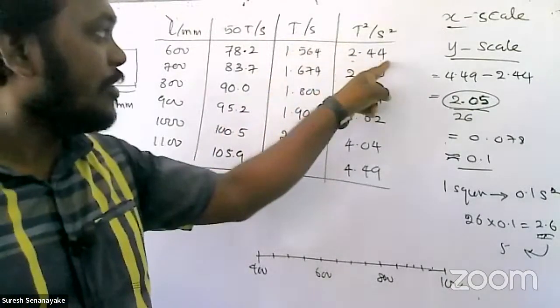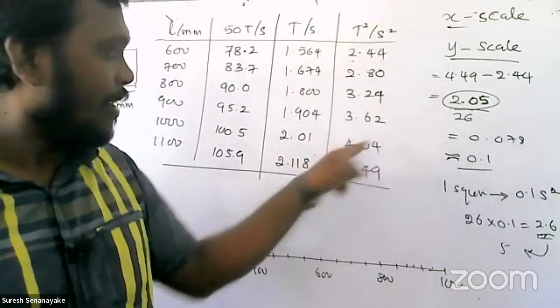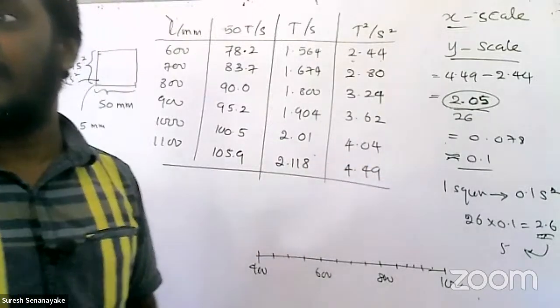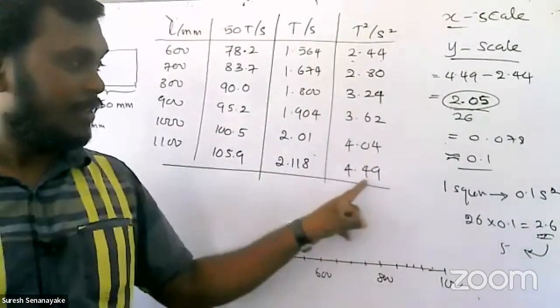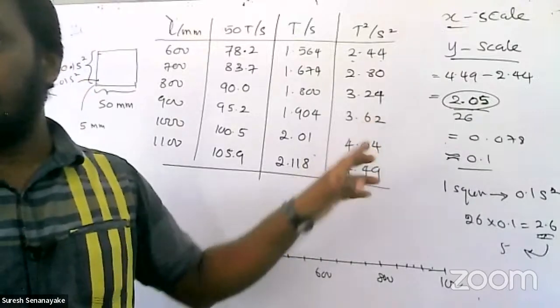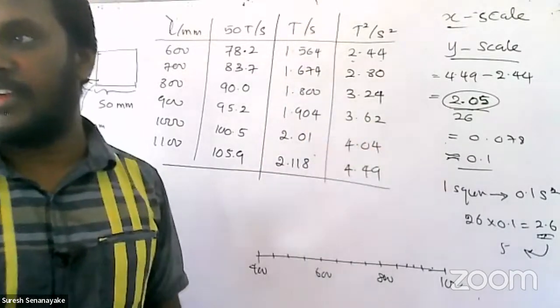Because the least count is 0.01, it means to 2 decimal places, then you can mark the point exactly.